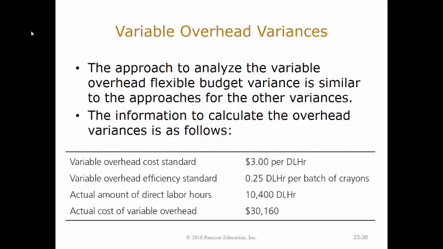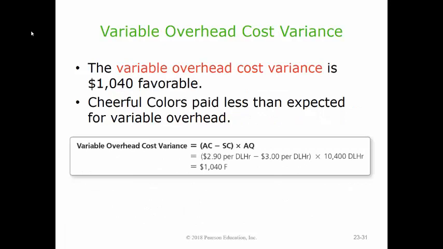Their actual amount of direct labor hours, as we've seen before, is 10,400, and their actual cost of variable overhead was $30,160. So if we go to find their variable overhead cost variance, which was $1,040 favorable, how did we get there? Well, we took the actual cost per unit of the driver and subtracted out the standard cost per unit of the driver. The driver, again, is direct labor hours.